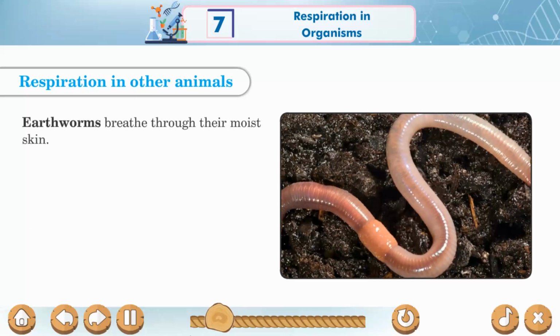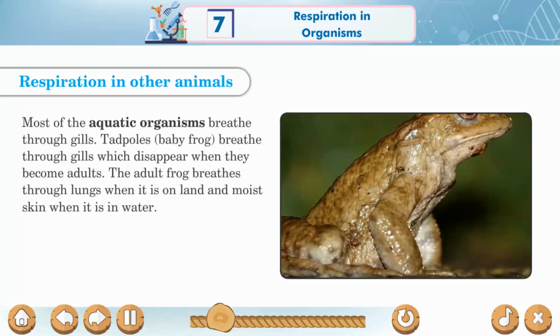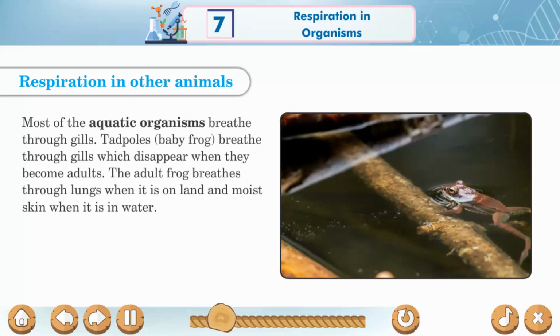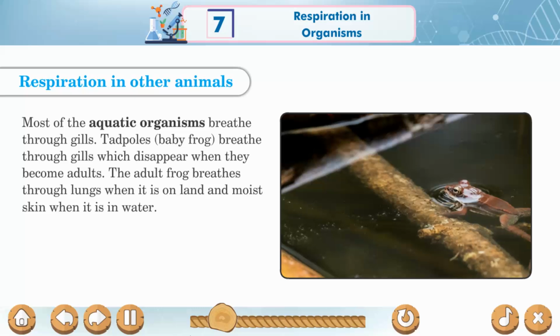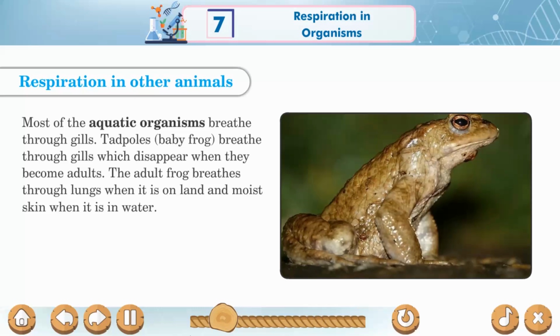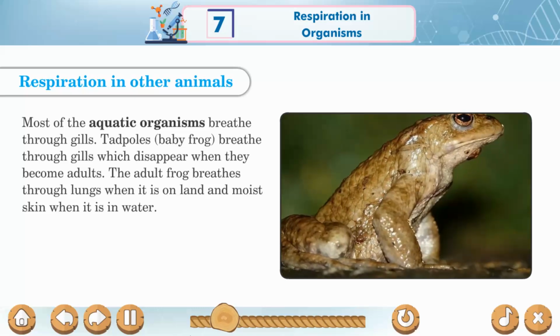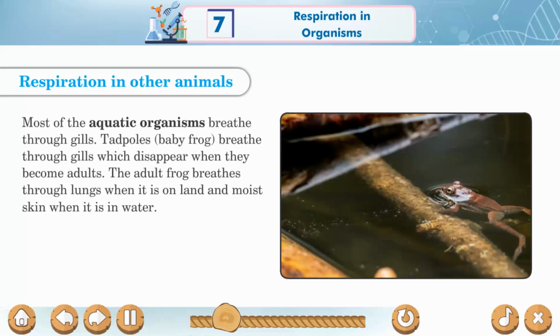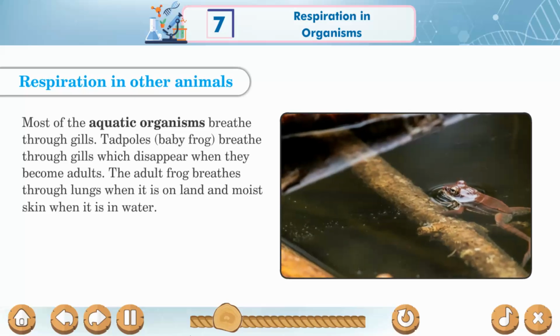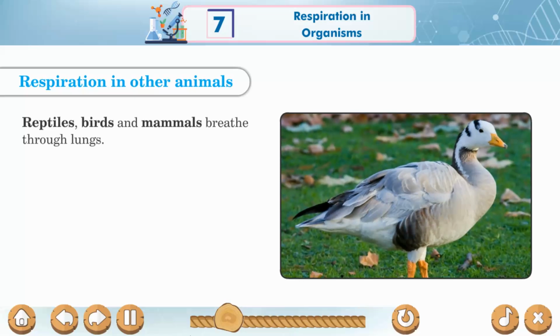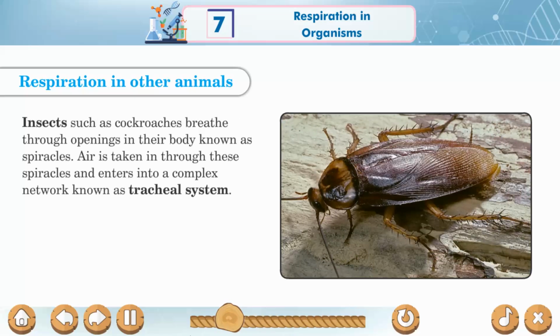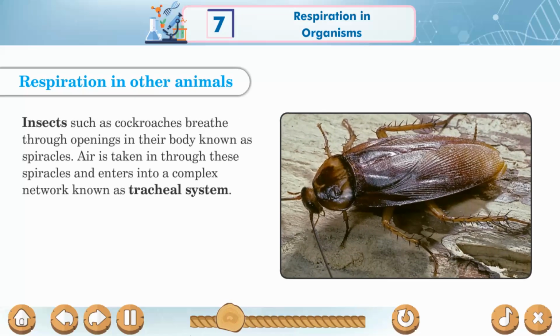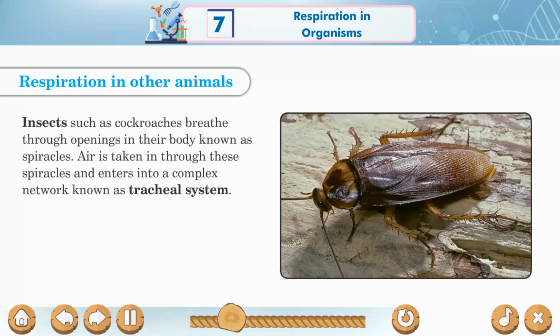Earthworms breathe through their moist skin. Most of the aquatic organisms breathe through gills. Tadpoles, that is baby frog, breathe through gills which disappear when they become adults. The adult frog breathes through lungs when it is on land and moist skin when it is in water. Reptiles, birds and mammals breathe through lungs. Insects such as cockroaches breathe through openings in their body known as spiracles.